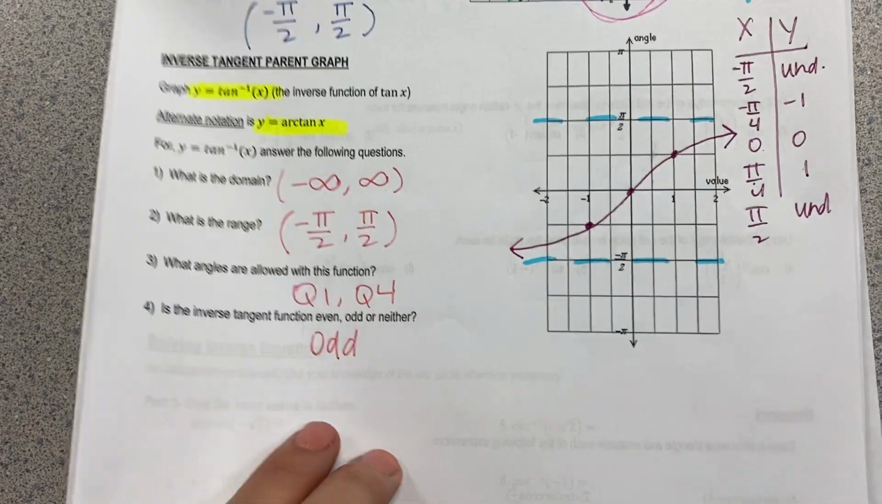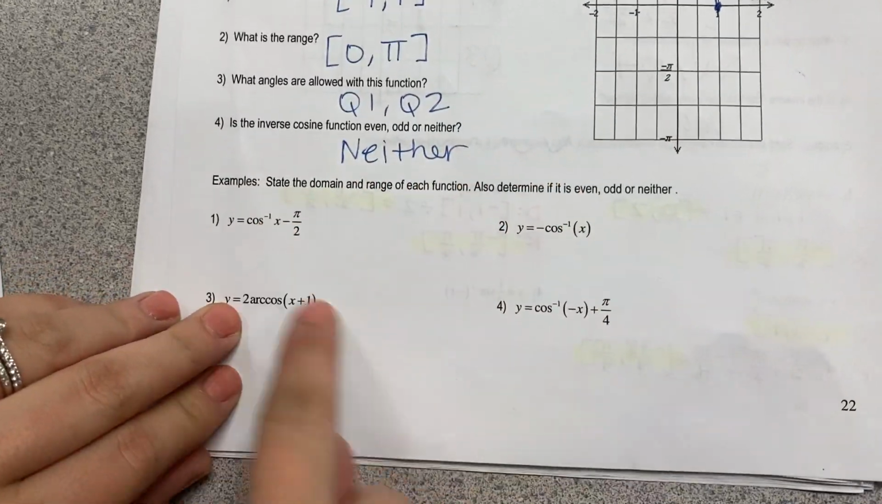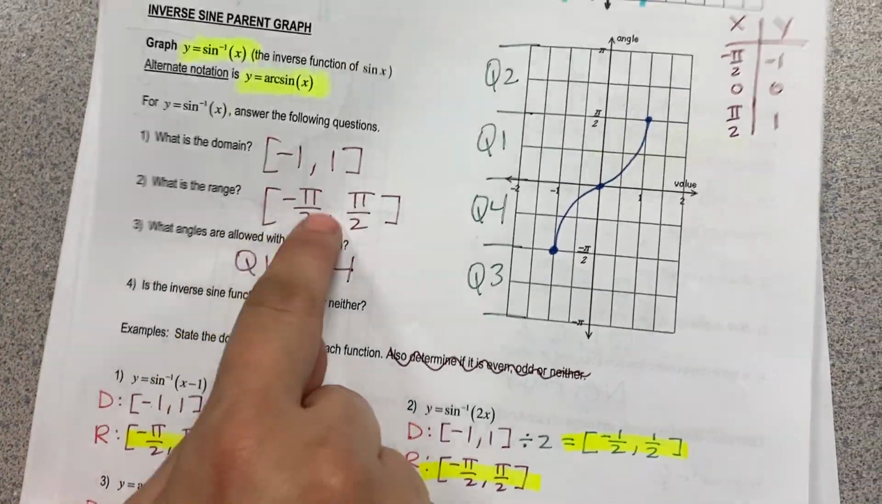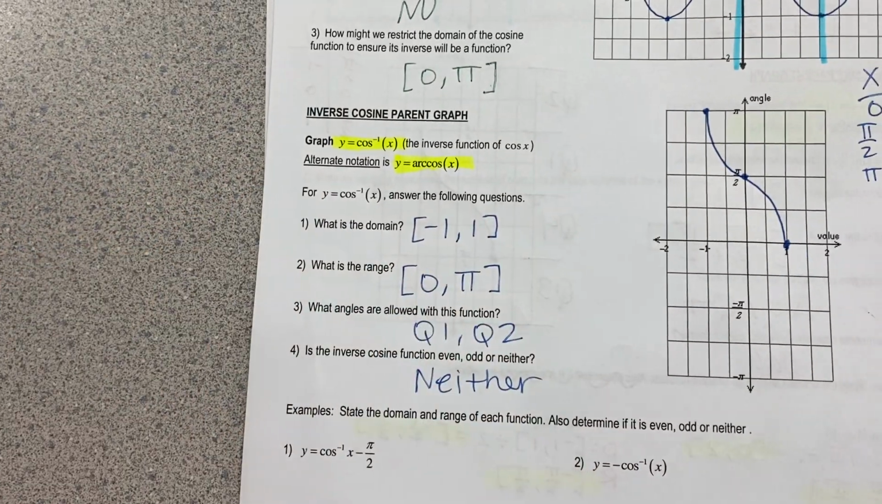So all you have to do now is finish up page 22 and finish that last one on page 21. Don't forget to reference your domain and range for the parent functions.